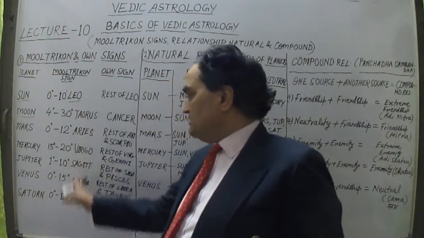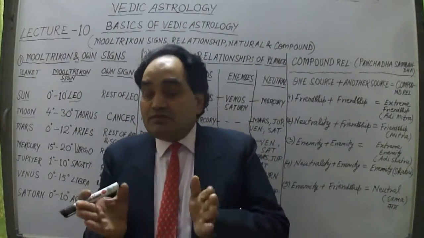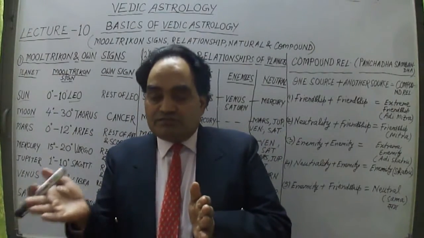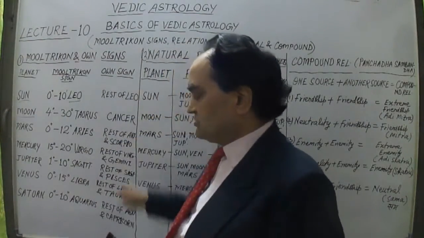So please note down this range of the degrees. Within this range, the planet is more active in its Mooltrikon sign. It's very important to know about, with the basics of Vedic astrology.